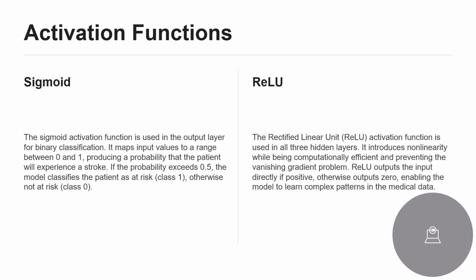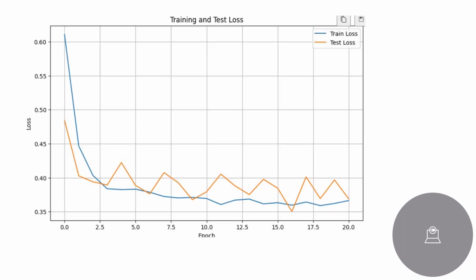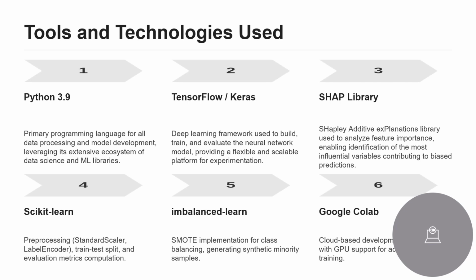For compiling the model, we used binary cross entropy as the loss function and the Adam optimizer with a learning rate of 0.01 for efficient convergence, and a dropout rate of 0.2 to prevent overfitting. ReLU is computationally efficient and avoids the vanishing gradient problem in hidden layers, while sigmoid is the ideal choice for binary classification output. Tools used include Python, TensorFlow with Keras for building the model, SHAP for explainability, Scikit-learn for pre-processing and metrics, and Google Colab for GPU-based training.